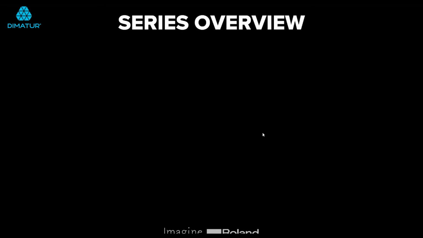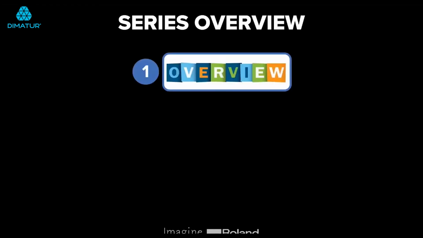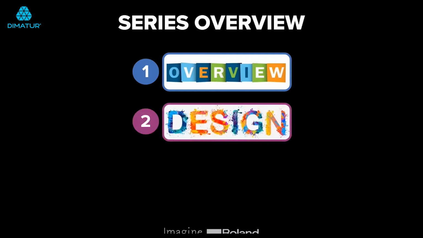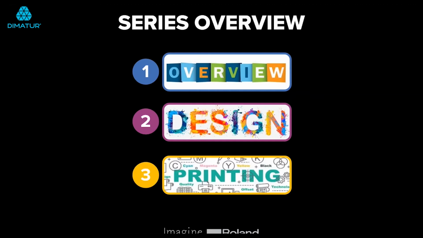So the series overview here: the first session is going to be an overview of print and cut. The second part of the webinar is going to focus a little bit on design using Corel and Illustrator to give you an overview of that, helping you with basics in terms of adding cut lines to designs, how to use shapes, how to use text, etc. And then the third part of the webinar series is going to be focused on printing. So the overview is today. The design section is coming up in a couple of weeks' time on Thursday, and the printing section is going to be a couple of weeks after that as well.